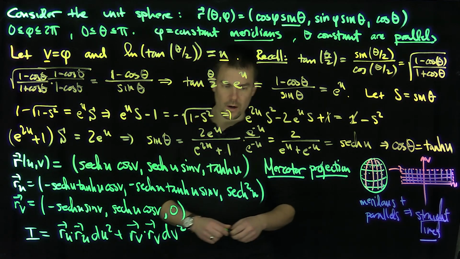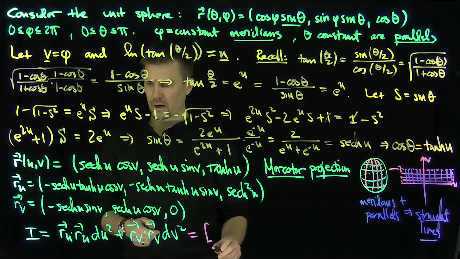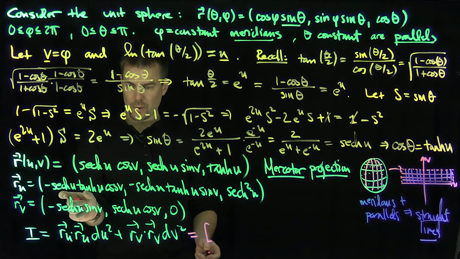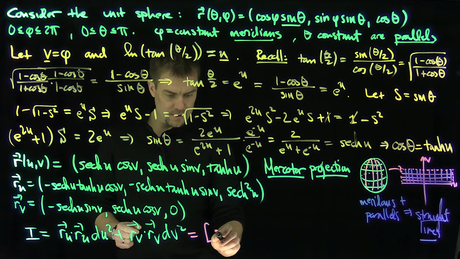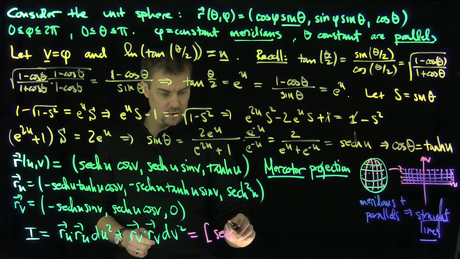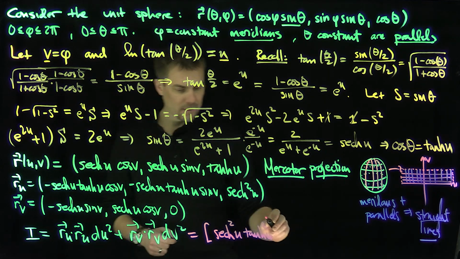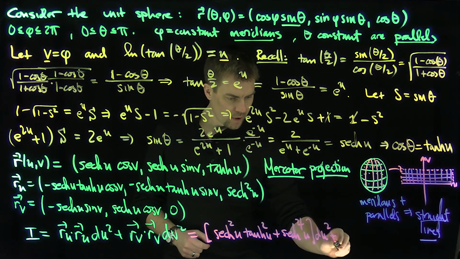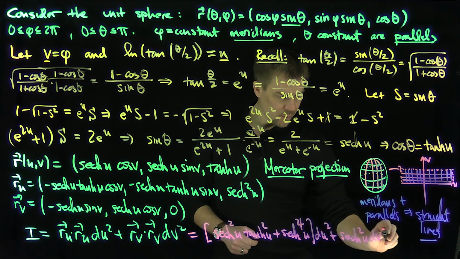Now if we do ru dot ru, what will it look like? It's going to look like this. What are we going to have over here? We're going to have a hyperbolic secant. So we'll have this thing squared over here, and then this thing squared over here. So that's going to be hyperbolic secant squared of u, hyperbolic tangent squared u, plus hyperbolic secant to the 4th of u, du squared, plus hyperbolic secant squared of u dv squared, right?